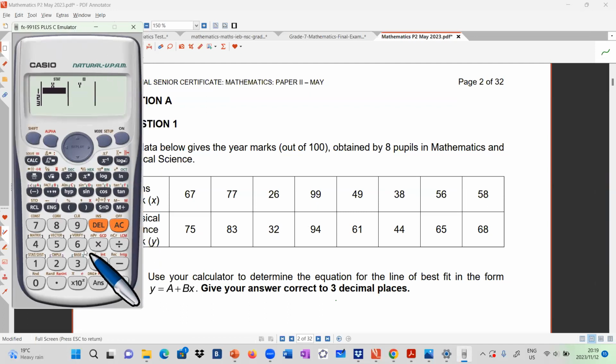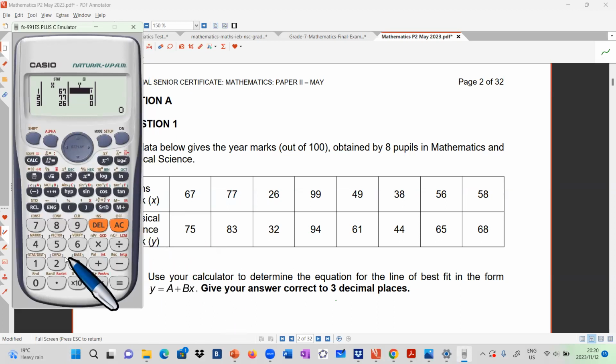So I'm going to punch in 67. After that, punch in 77. After that, 26. After that, 99. After that, 49. After that, 38. After that, 56. After that, 58. Okay, so we have done the X, and then we are capturing the Y values now.